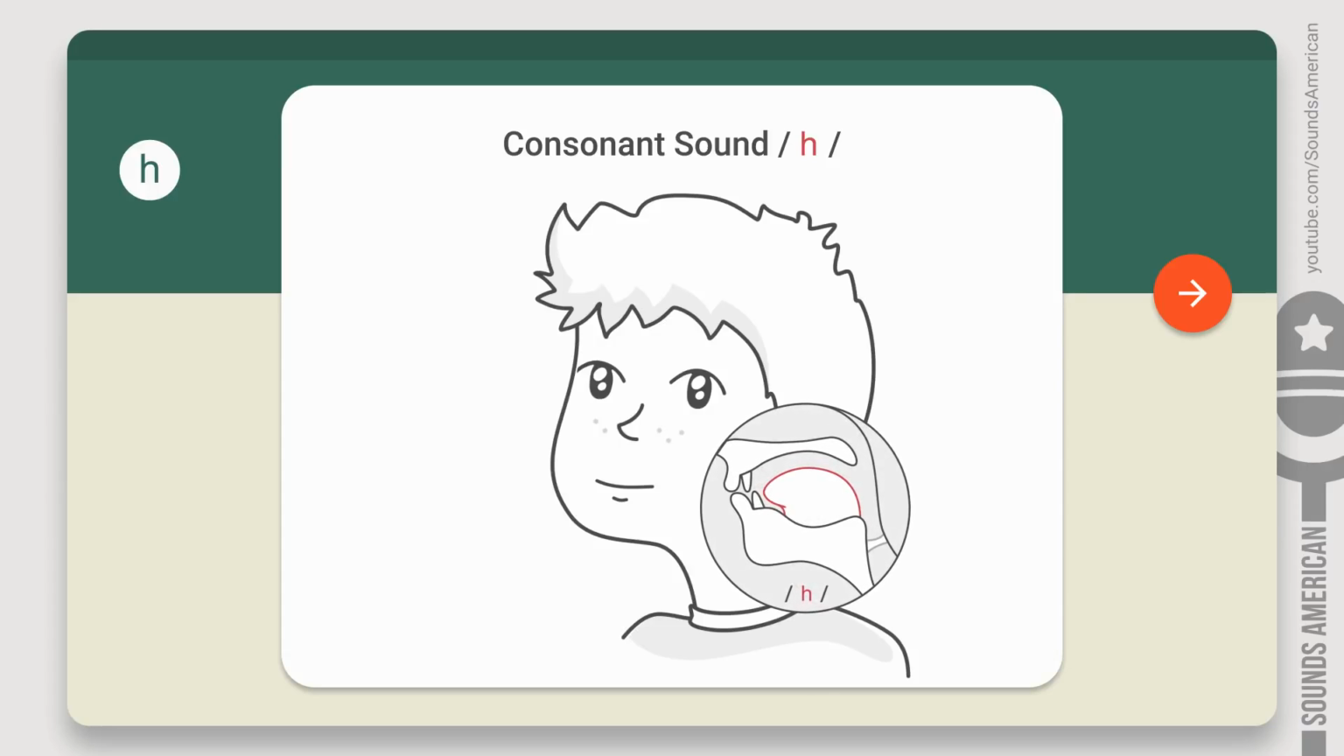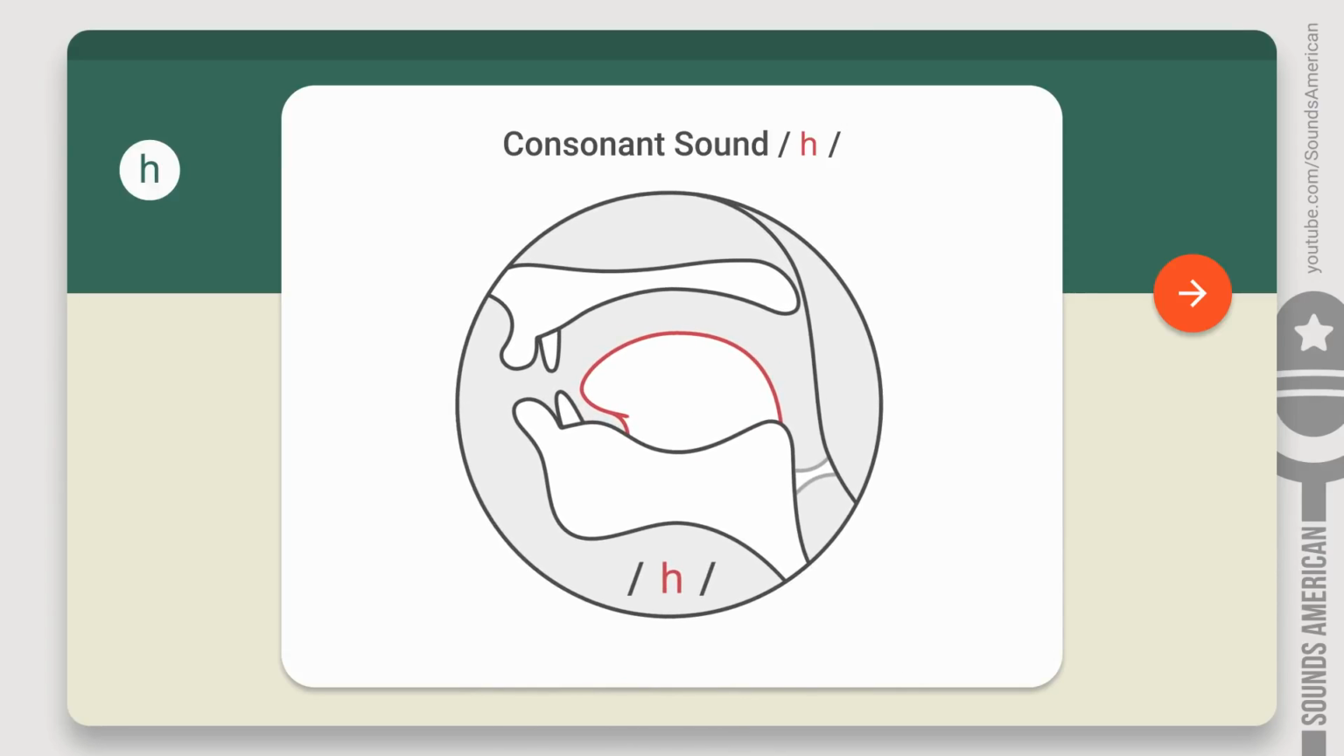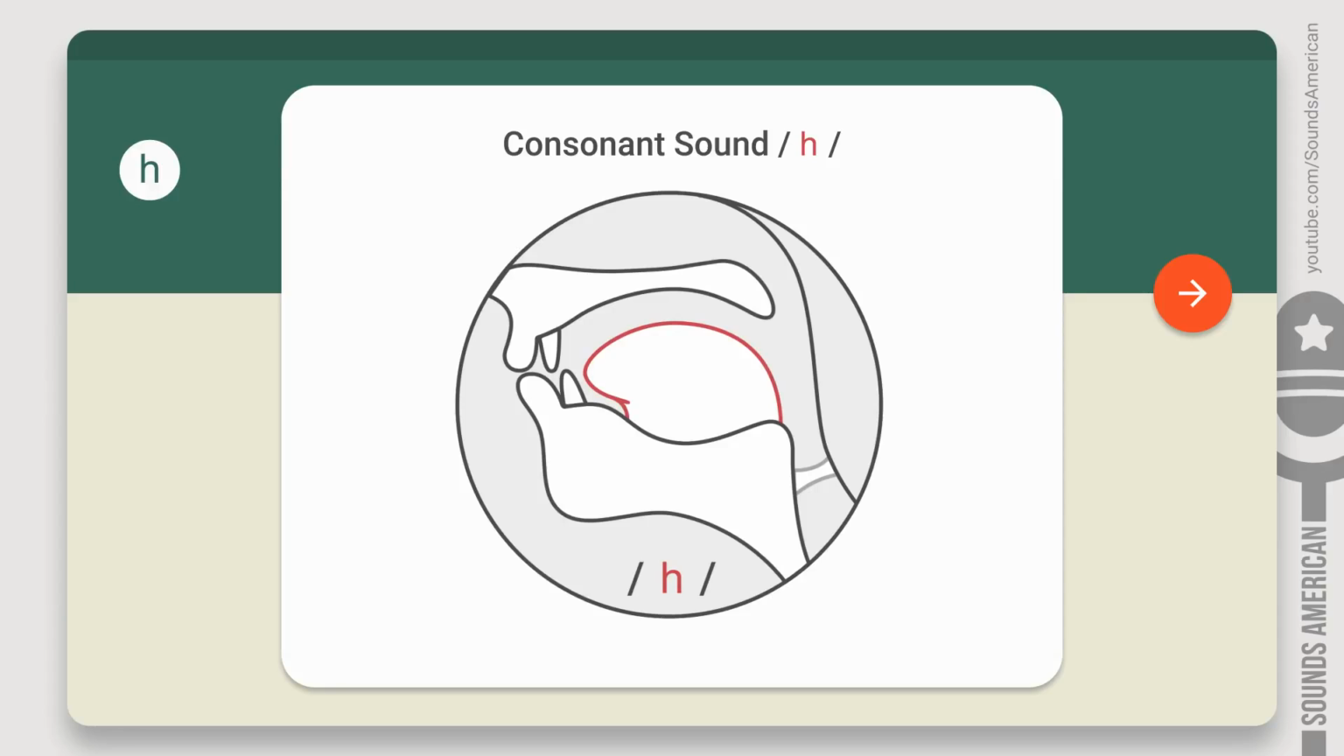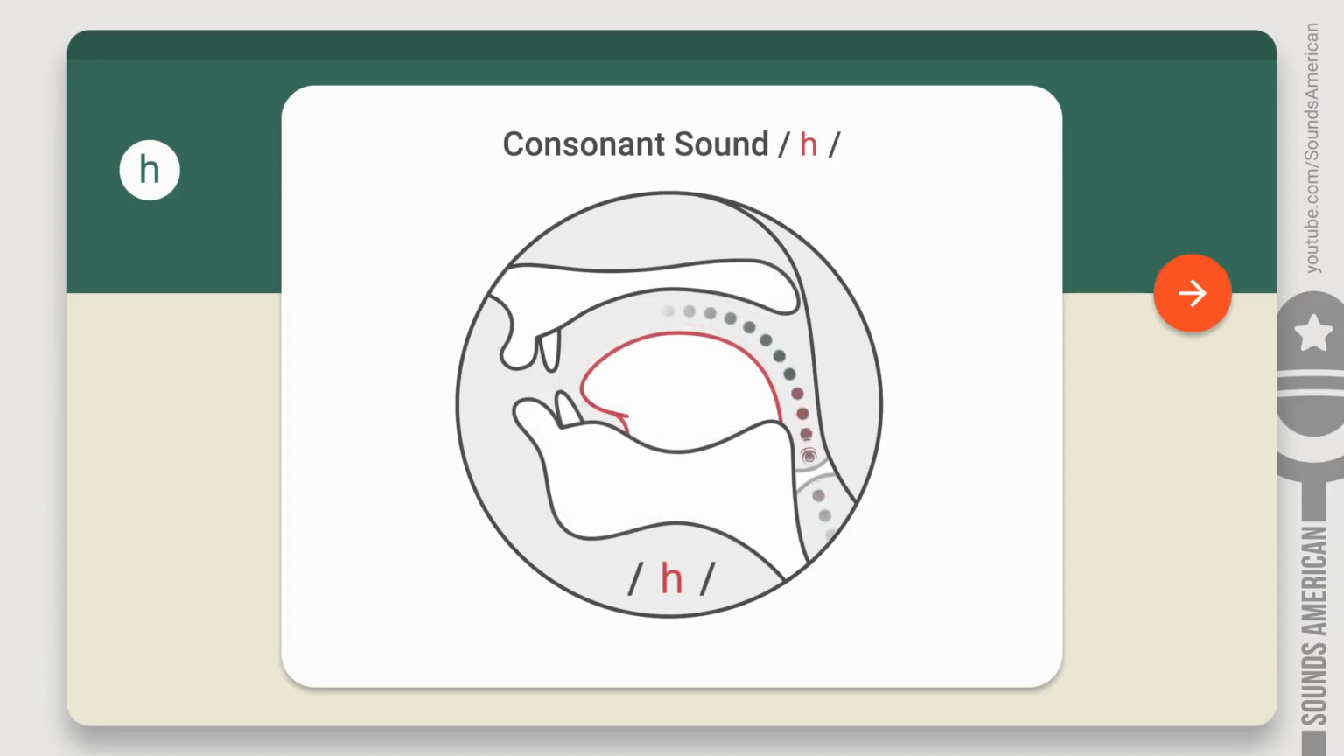Okay, slightly open your mouth. For now, leave your lips and your tongue in a neutral position. Next, breathe out while you partially bring your vocal cords together. It'll create some noise, like this. Note that the h is a voiceless sound.